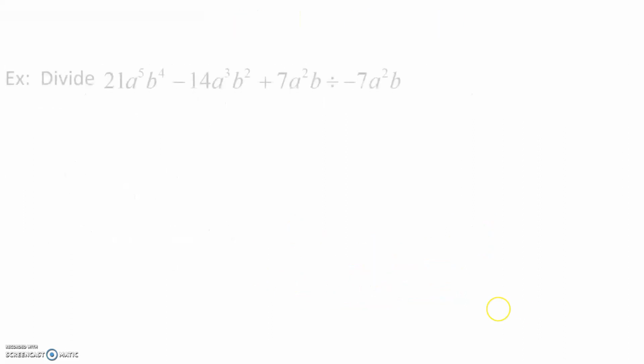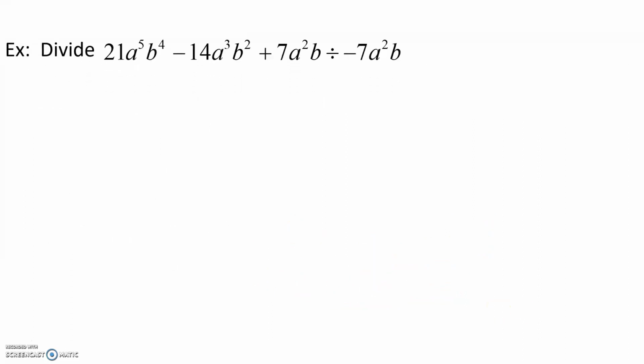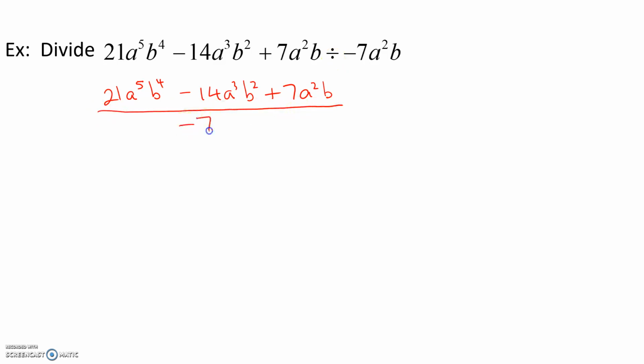Let's look at another example. Let's divide 21a to the fifth b to the fourth minus 14a cubed b squared plus 7a squared b by negative 7a squared b. Remember that the division sign can be written as a fraction bar, so all of this is divided by negative 7a squared b.